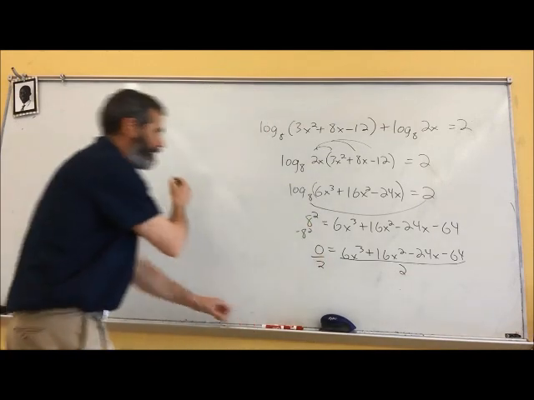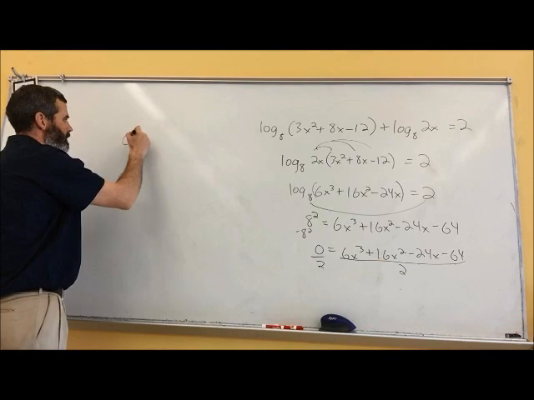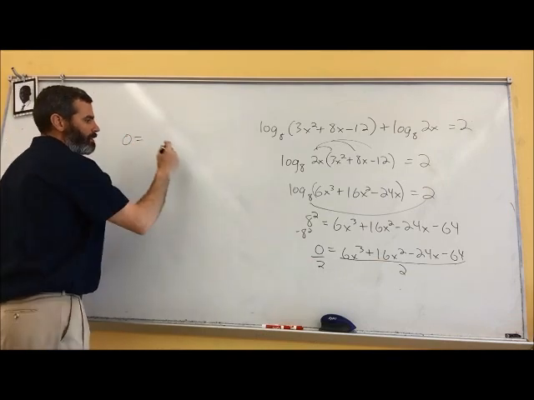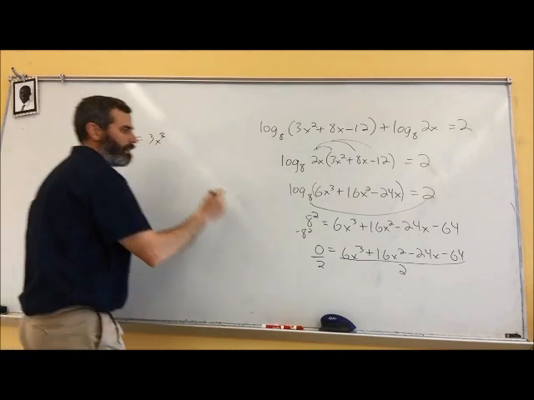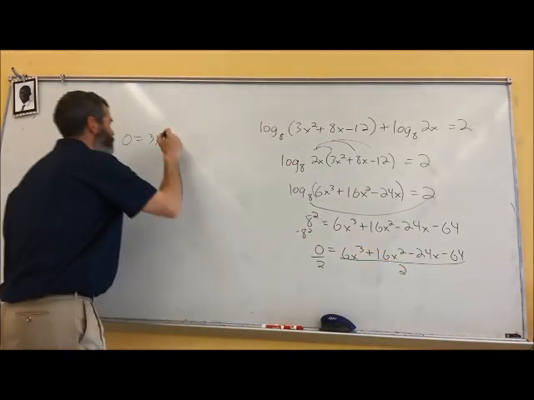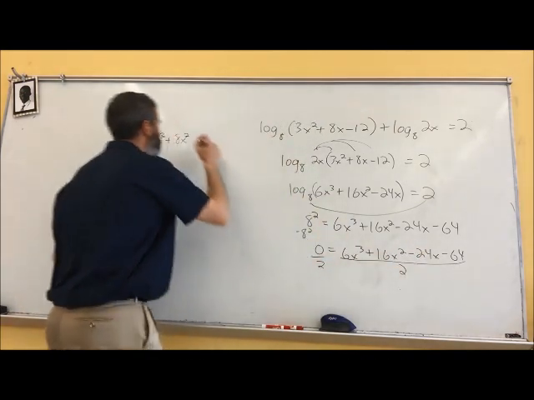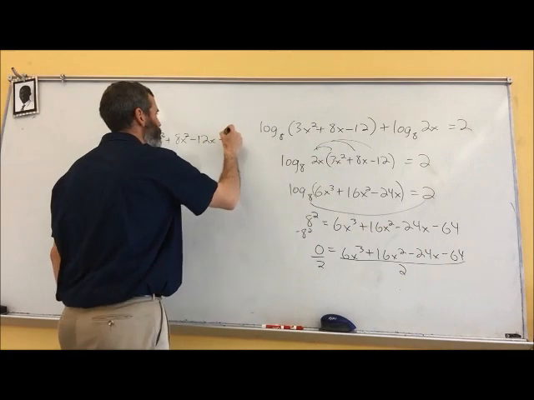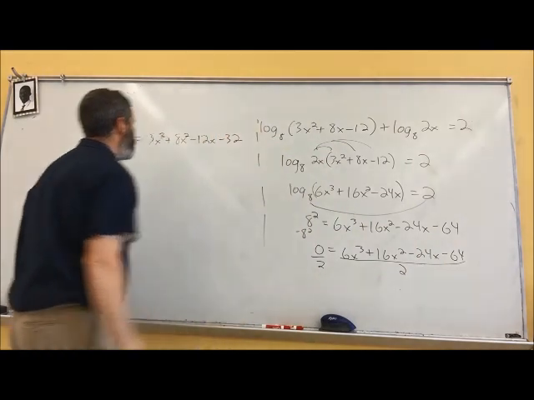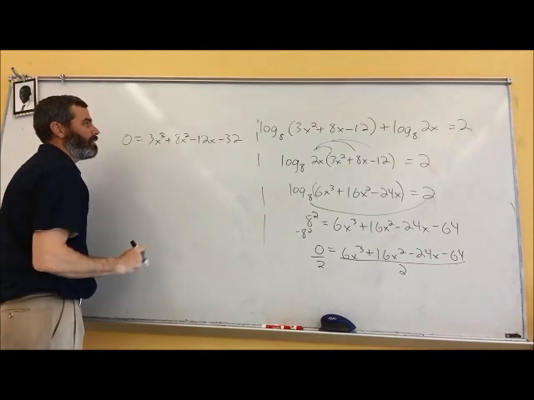So I'm going to come up over here so we have some more room. So 0 equals 6 divided by 2 is going to be 3x cubed. 16x squared divided by 2 is going to be plus 8x squared. 24x over 2 is going to be minus 12x. And 64 over 2 is going to be minus 32. Okay, so again, factored out a 2, I have a new four-term polynomial.